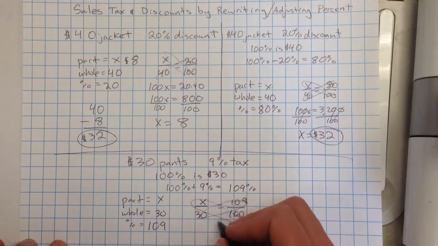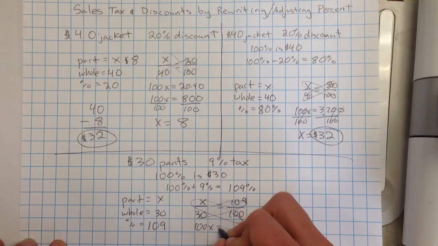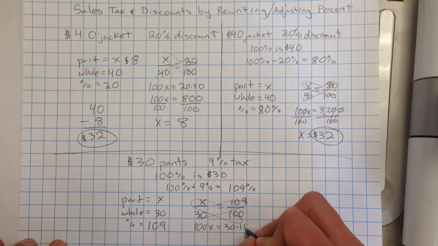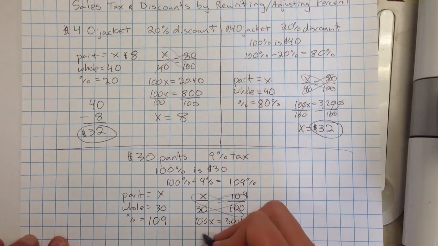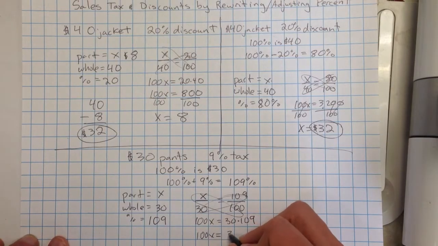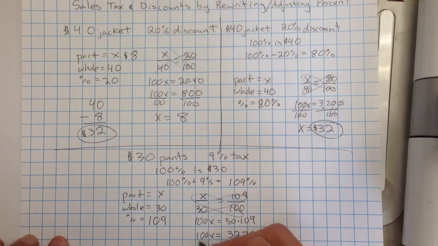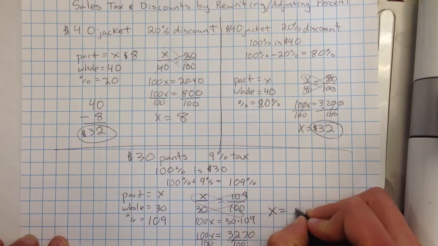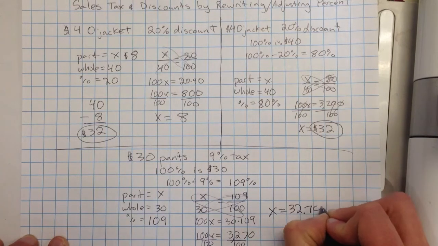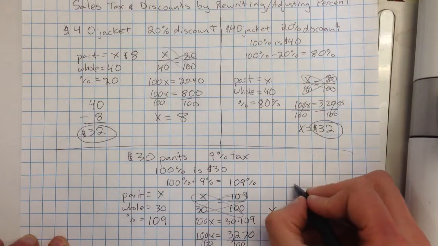I would cross multiply these. 100x equals 30 times 109. I'm running out of room down here. Or 100x equals 3,270 if I did my multiplication. Divide by 100. You can see I'm squeezing it in there. And I would get x is equal to $32.70.